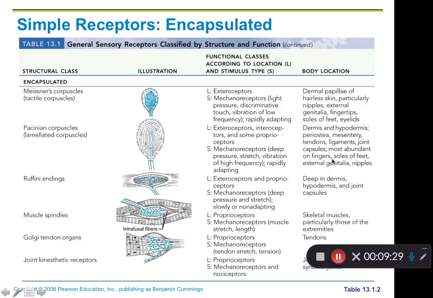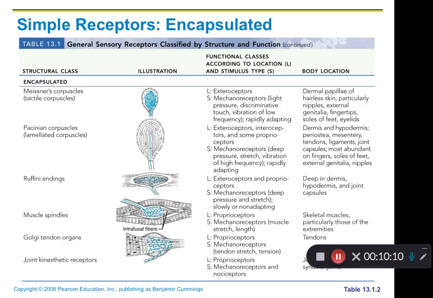So we can find this one in the skin, such as the finger, sole of the feet, and external genitalia, nipples. We can also find it in the tendons, ligaments. And so this receptor also detects the mechanical stimulus. Since it is located in the deep layer of the skin, it detects the high frequency vibration. So it is also rapidly adapting.